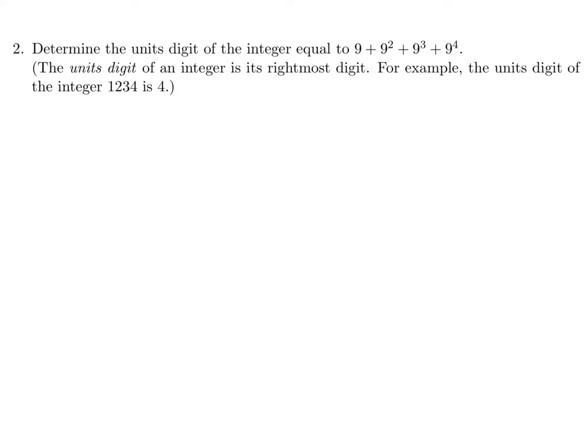Determine the units digit of the integer equal to 9 plus 9 squared plus 9 to the power 3 plus 9 to the power of 4. The units digit of an integer is its rightmost digit. For example, the units digit of the integer 1, 2, 3, 4 is 4. Okay, so I guess we'll just do this manually. I don't see any other tricks. If there are, I don't really feel they're necessary.